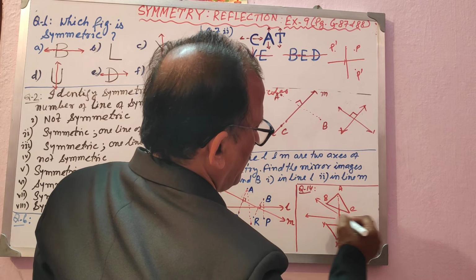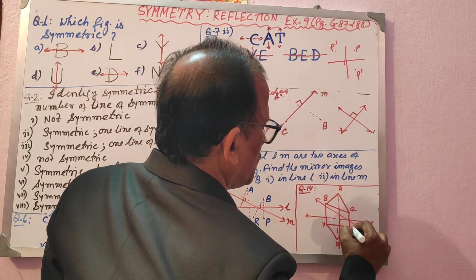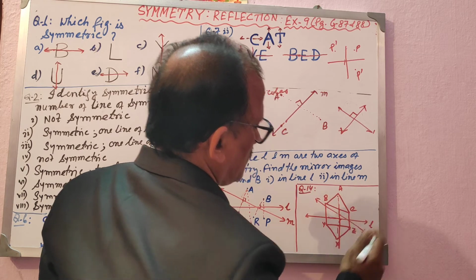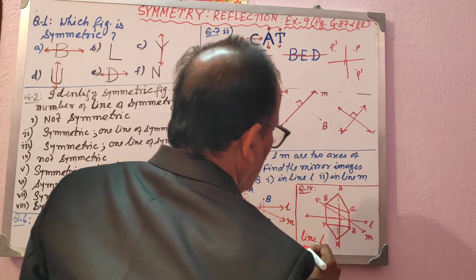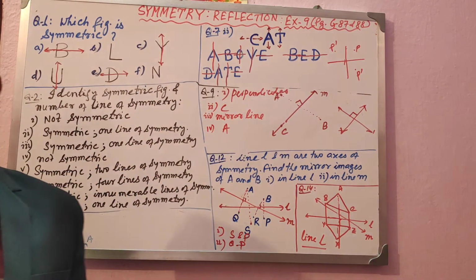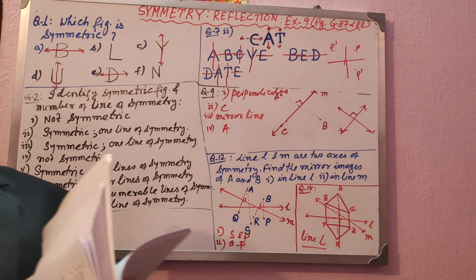That means line L. B is perpendicular through Y. C is perpendicular to Z through line L on this axis. So line L will be the answer. Line L is the answer for it. I hope things are very easy. You just practice, it will be better, and then you will not have any doubt, I think so.